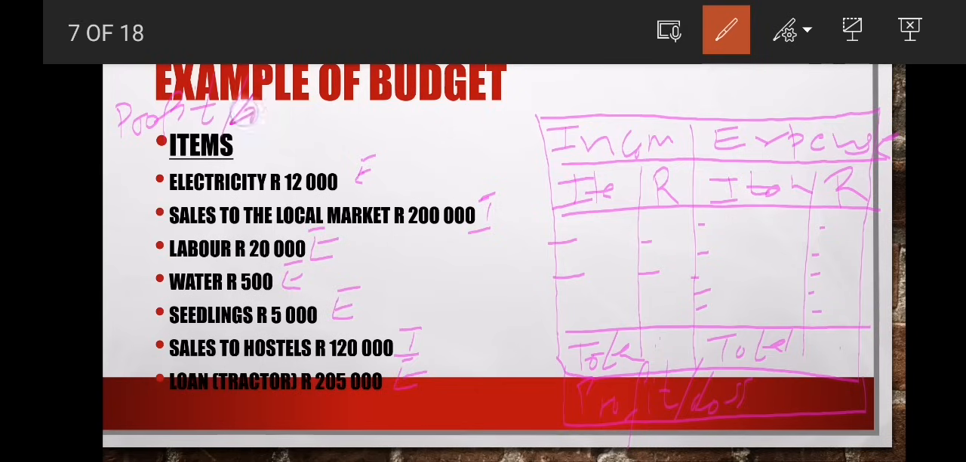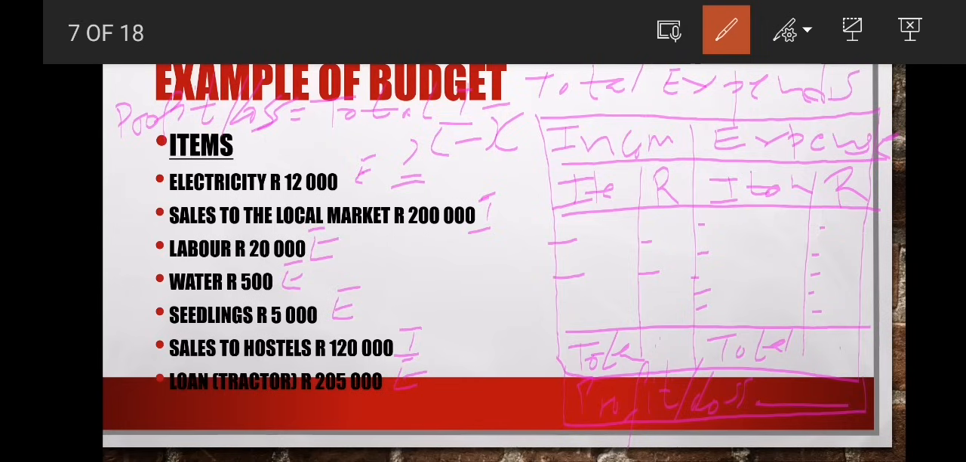When you calculate profit or loss, we have to say the total income minus total expenditures or expenses. Expenditure. Then you say, let's say you calculated the total for income here, you put it here, minus for expenditure, you put it here. You punch your calculator, you get an answer. Then you come and write your answer here.